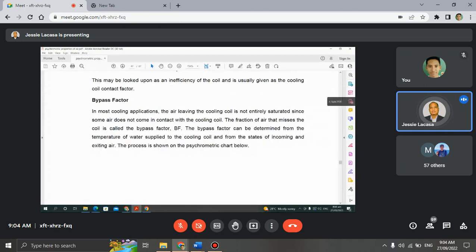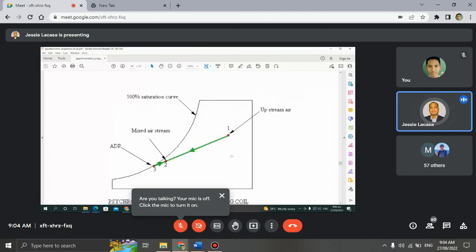So the bypass factor, so in most cooling applications, the air leaving the cooling coil is not entirely saturated since some air does not come in contact with the cooling coil. Mo ni ako gibalik niya na ni bypass. So the fraction of the air that misses the coil is called the bypass factor or BF. So the bypass factor can be determined from the temperature of the water supplied to the cooling coil and the states of incoming and exiting air. So the process is shown on the psychrometric chart below.